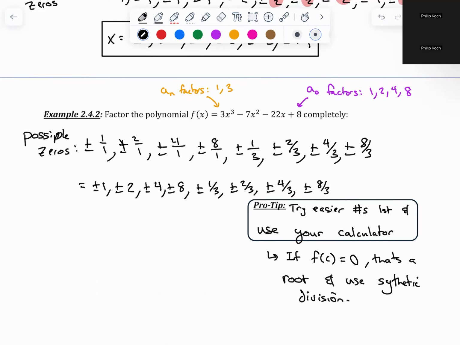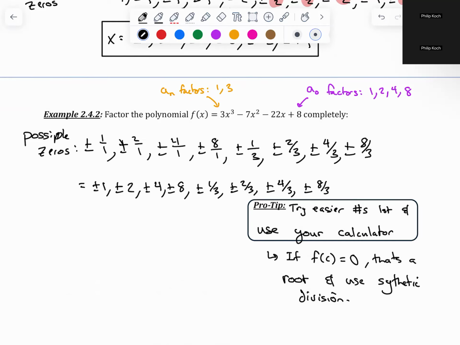So our polynomial was 3x cubed minus 7x squared minus 22x plus 8. Let's just start with 1. If I were to plug that into my calculator, I want you to be very, very particular. I want you to use parentheses because we're going to be plugging in negative numbers as well, and so you're going to need the parentheses anyways. You'll see why.